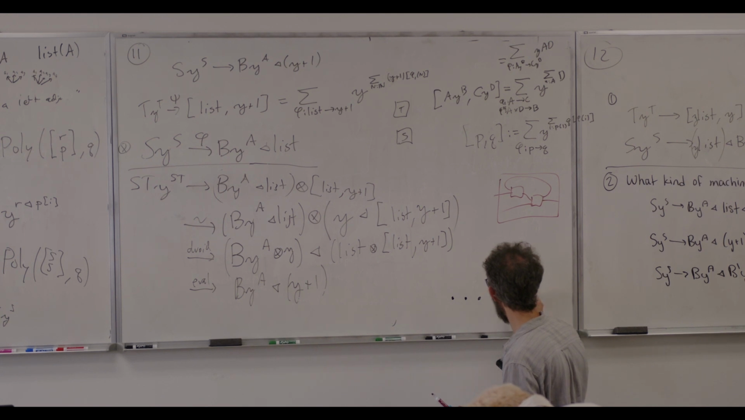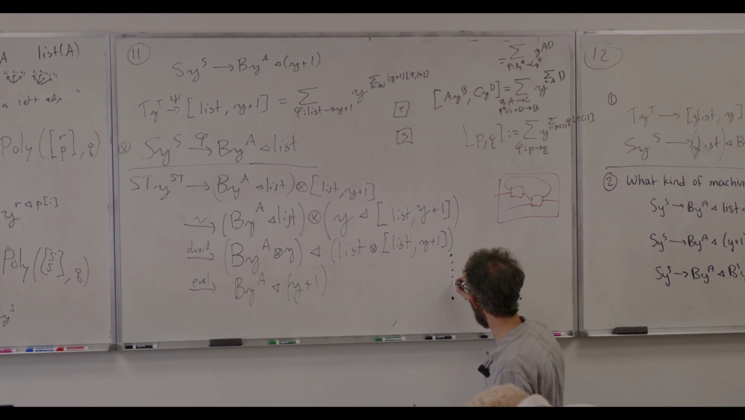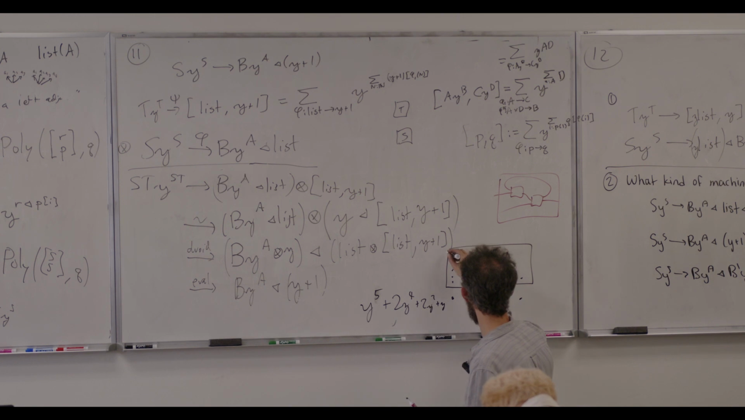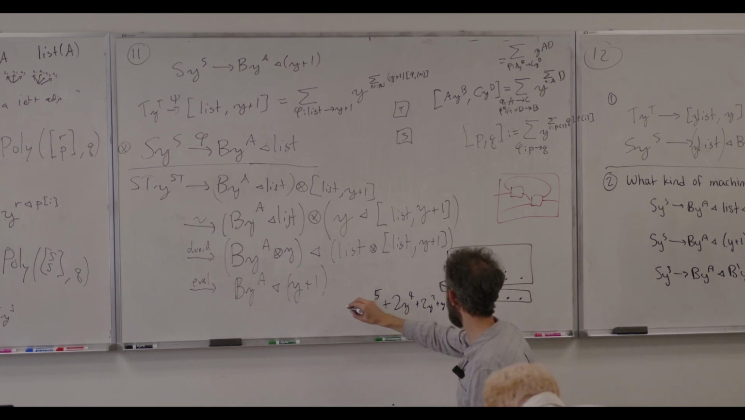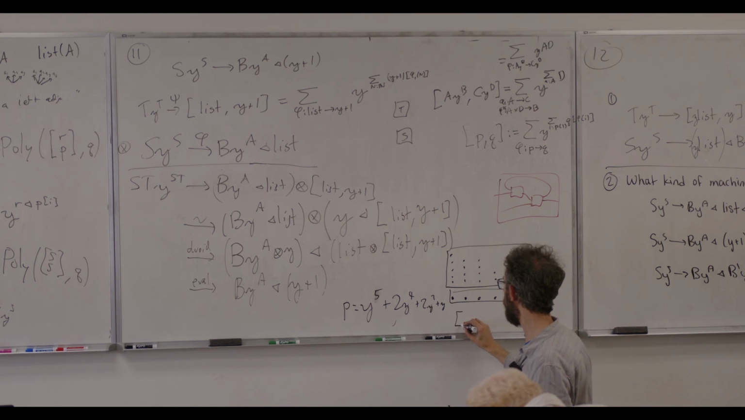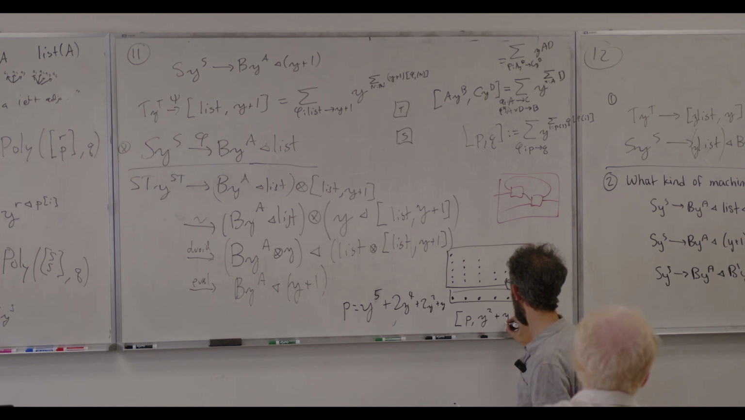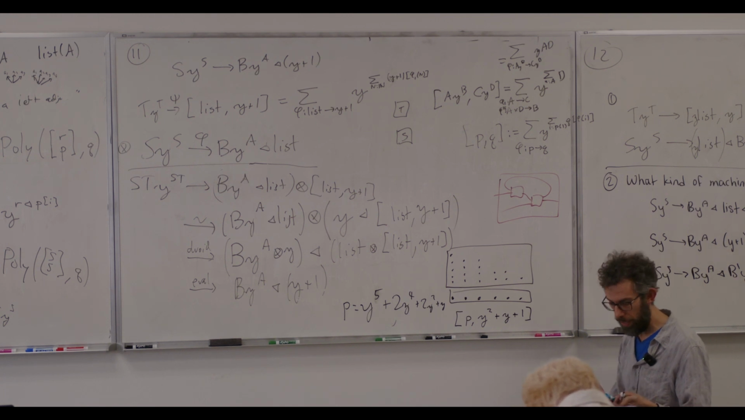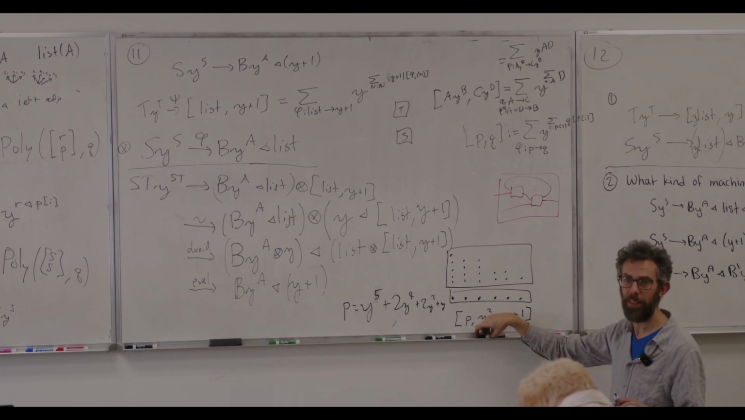Here's a polynomial. 1, 2, 3, 4, 5. 1, 2, 3, 4. 1, 2, 3, 4. 1, 2, 1, 2. So I have y to the 6th. No, y to the 5th plus 2y to the 4th plus 2y squared plus y. Find a map from that. That's P. Everyone write down a position in that polynomial, and then pick one direction and write that down.